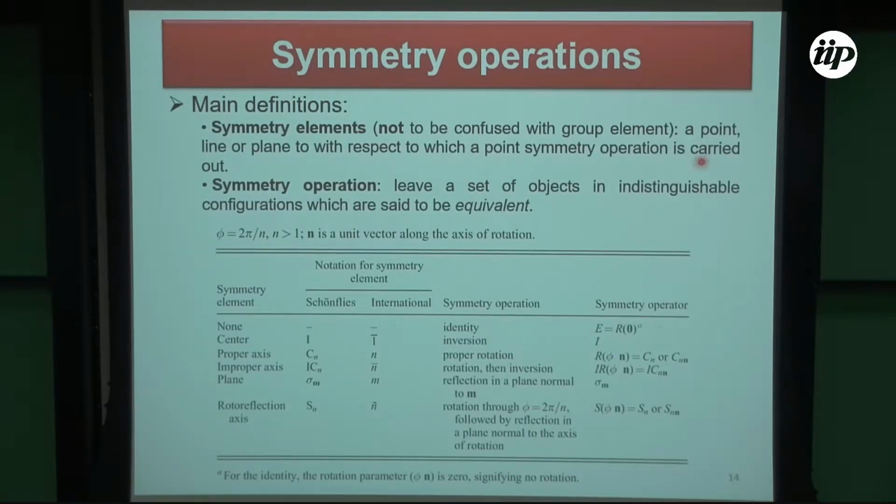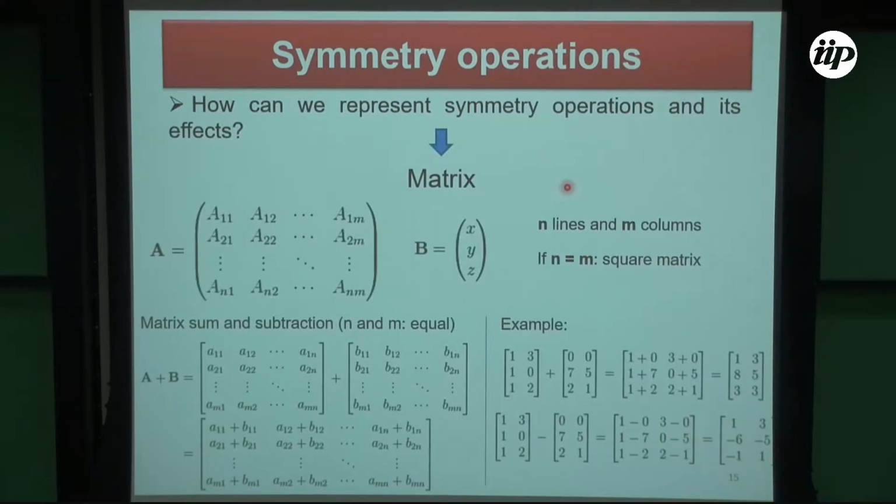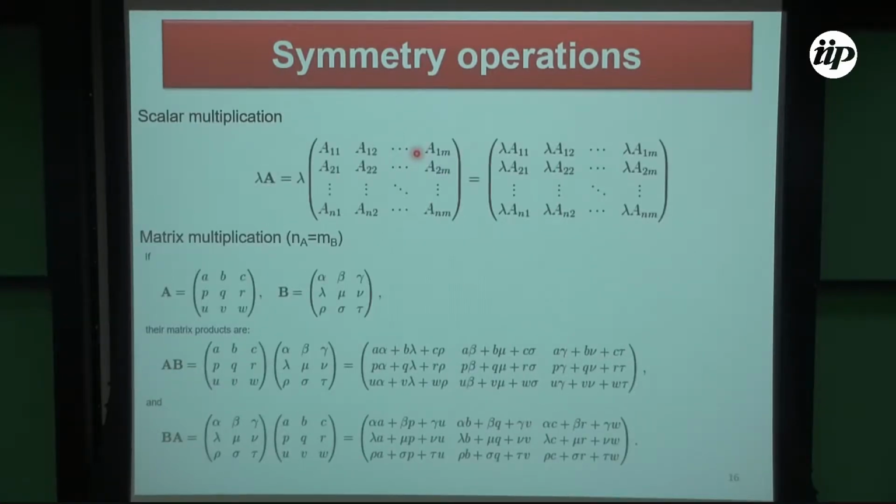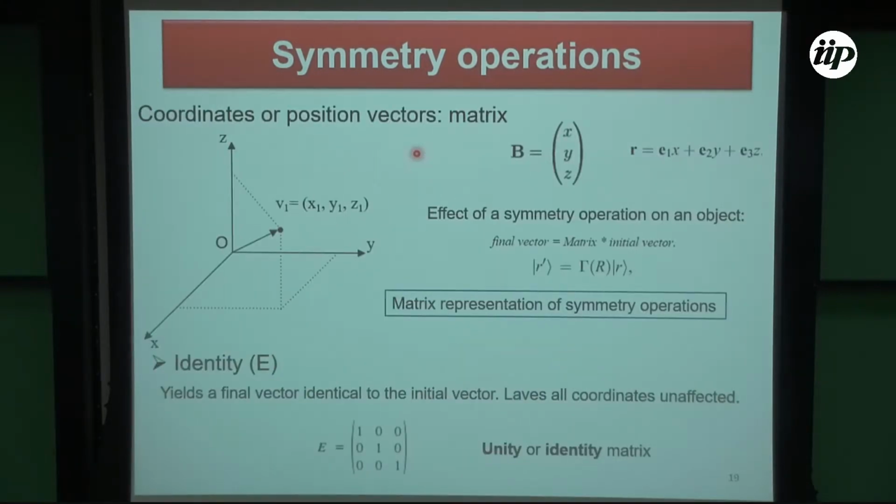So we have all the symmetry operations and elements. As I said, I will not go too much into detail with this, just to give a glance. This is really very basic, but what we do is we represent the symmetry operations as a matrix. We call them the matrix representation of symmetry operations, and here is what we do.